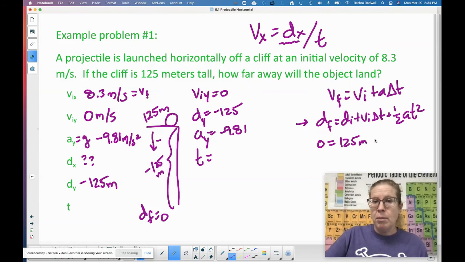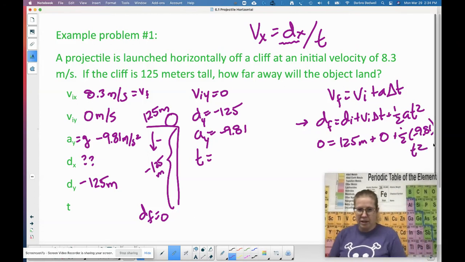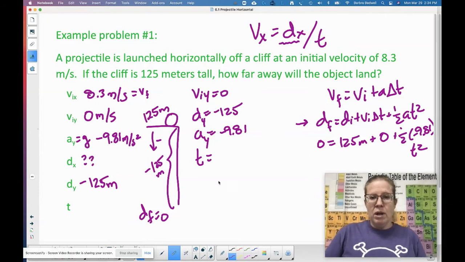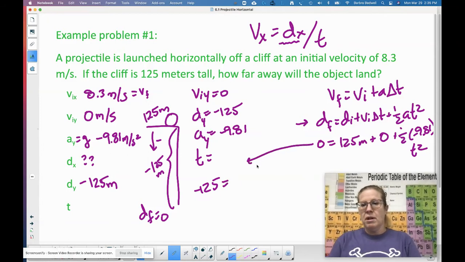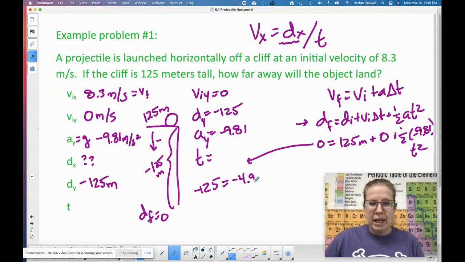VI is equal to 0. Remember, we're dropping it. That's what saves us in these problems. Plus 1/2 times negative 9.81 times t squared. Again, sorry, mine's on a kind of funky angle there. So our final change in position, 125, equals, again, I moved my 125 over to the other side. 9.81 times 0.5 is 4.905, negative 4.905 times t squared.